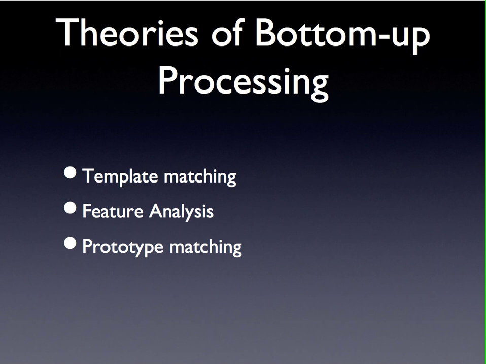So there are several theories of object recognition and how we can identify things in the world. One of them is template matching, the other is feature analysis, and another is prototype matching. And they're very similar, so let's get into it.